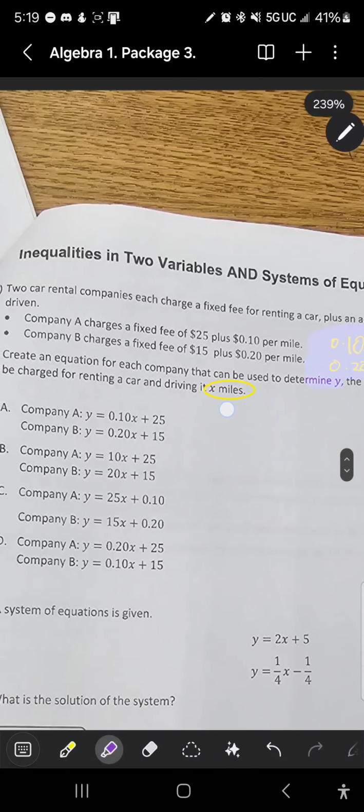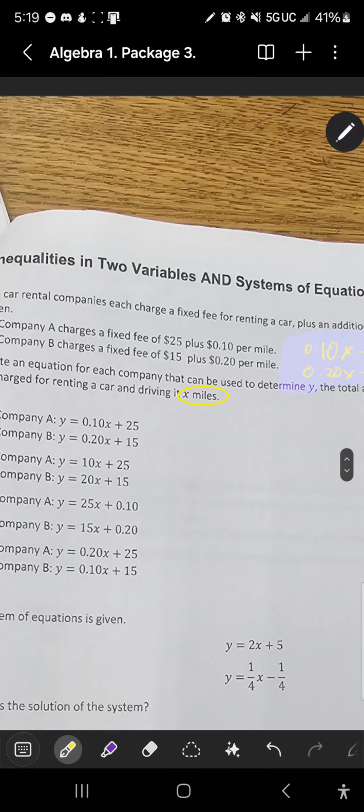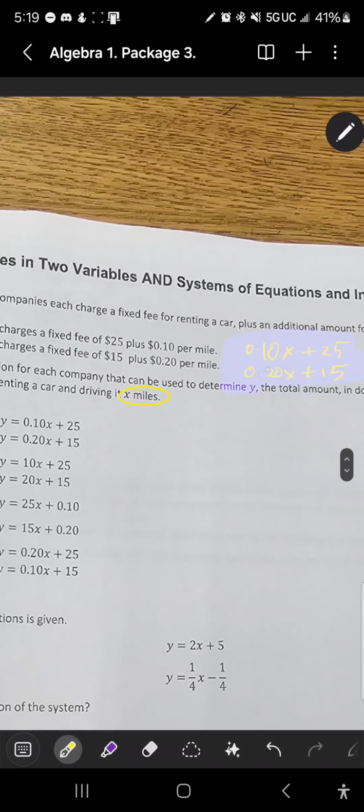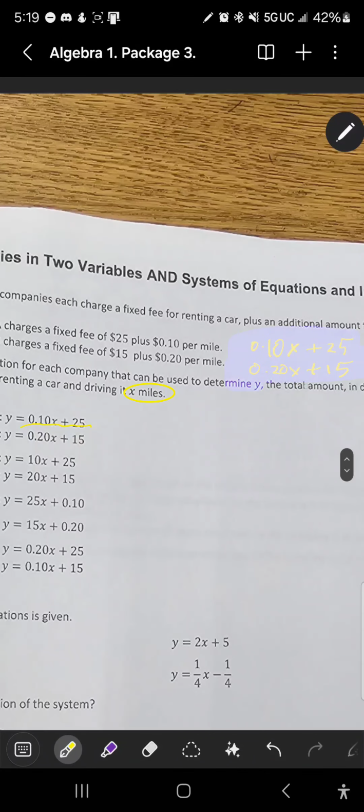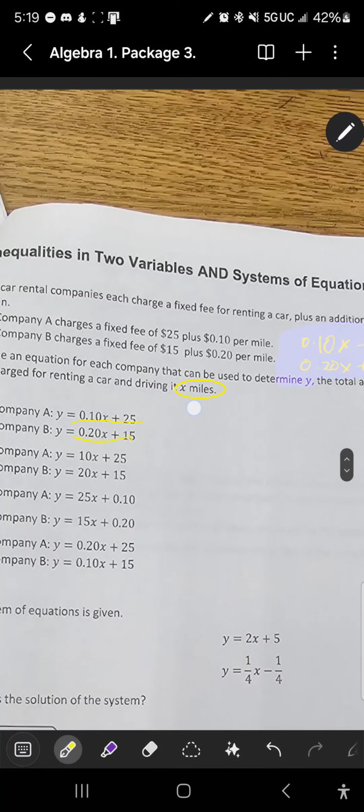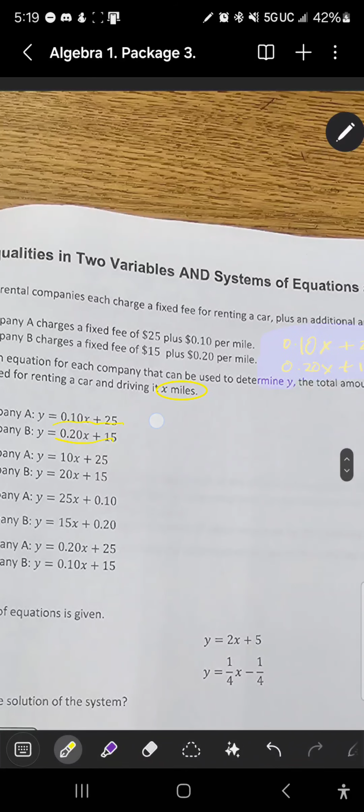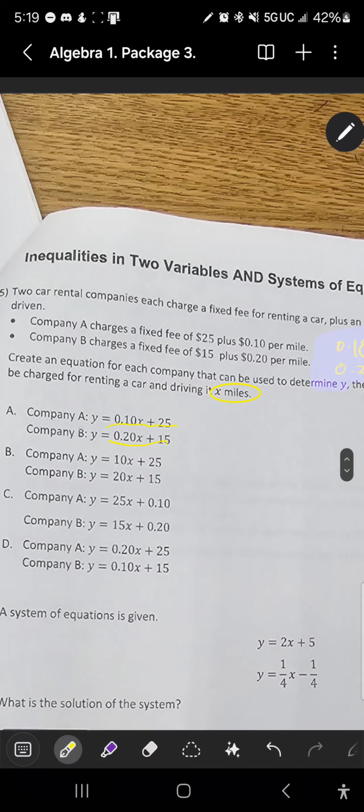So we go and look here at A: 0.10x plus 25. The same here. We look at B: 0.20x plus 15. Same here. So it looks like A is an answer. Let's look at the other options. B doesn't make any sense.